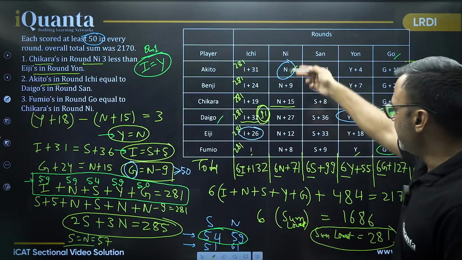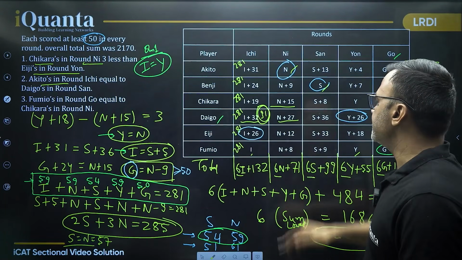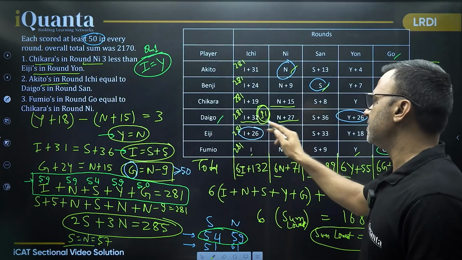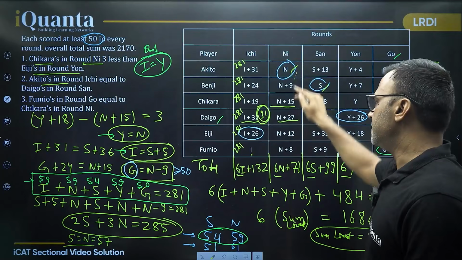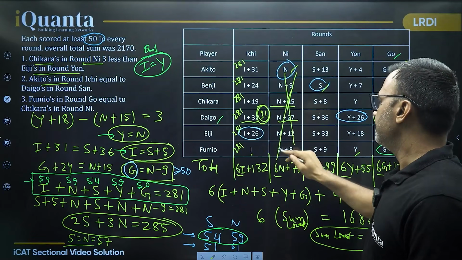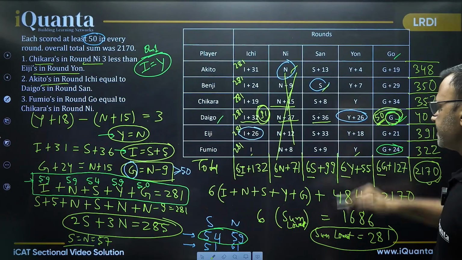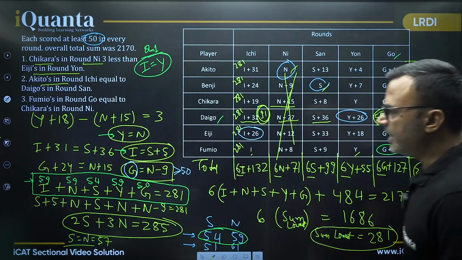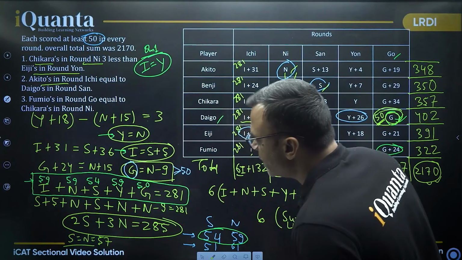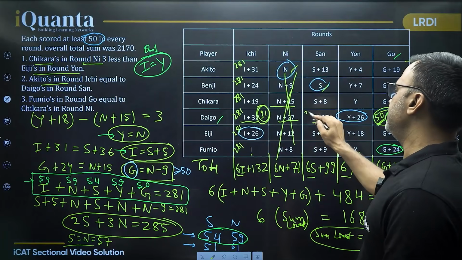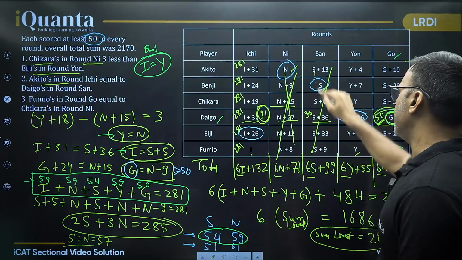Now in the second round, the highest score is N plus 27, but N is also 59. I was also 59. So clearly I plus 32 will be more than N plus 27. So this does not give us the highest. We still have 91 as the highest. Here, S plus 36. This is the highest. S is 54. 54 plus 36 is 90. Okay, so this is also not giving us the highest.